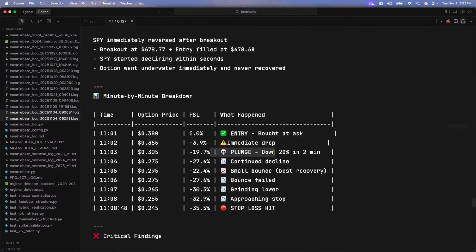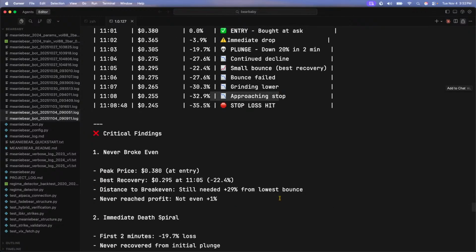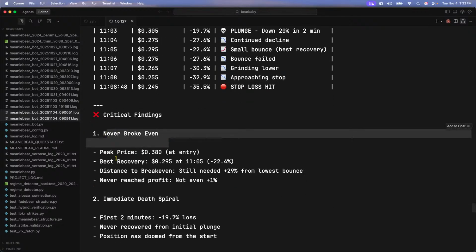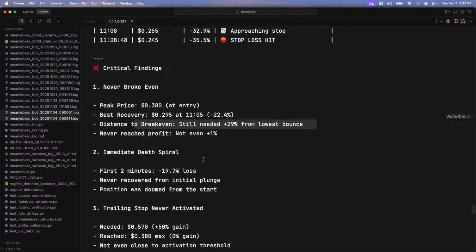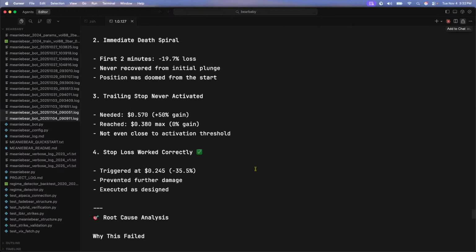Immediate drop, plunged, continued to decline. Small bounce, bounce failed, grinding harder, approaching stop. Wow. Never broke even. It peaked at 38. Best recovery was 29. Distance to break even still needed 29 from the lowest bounce. Never reached the death spiral.